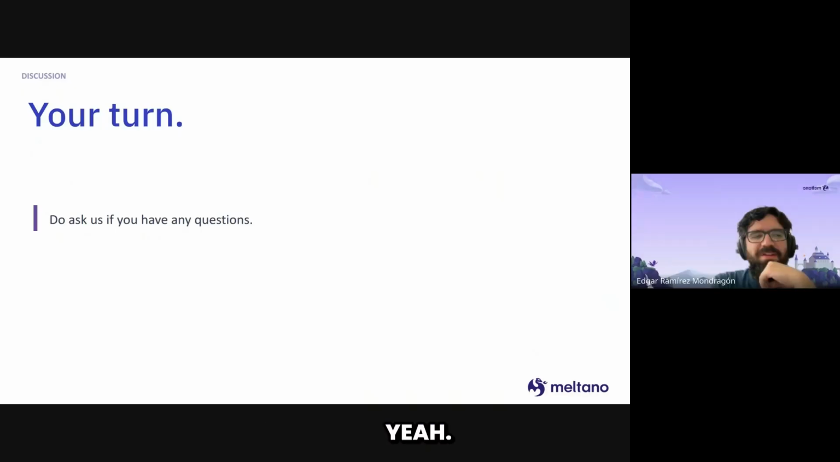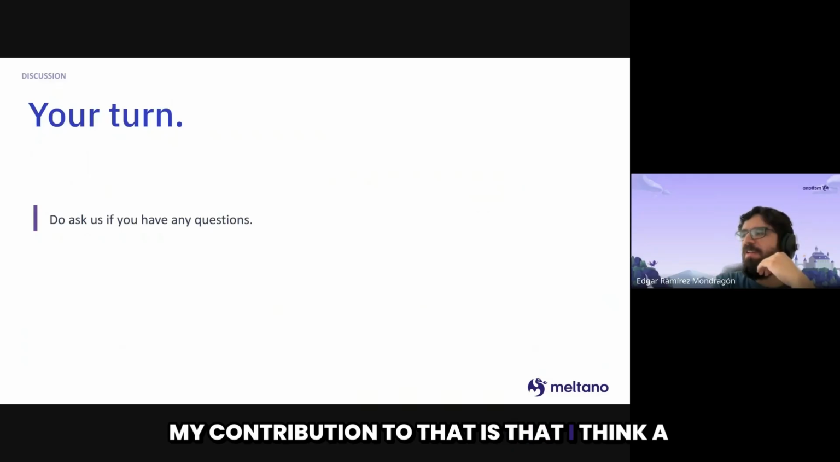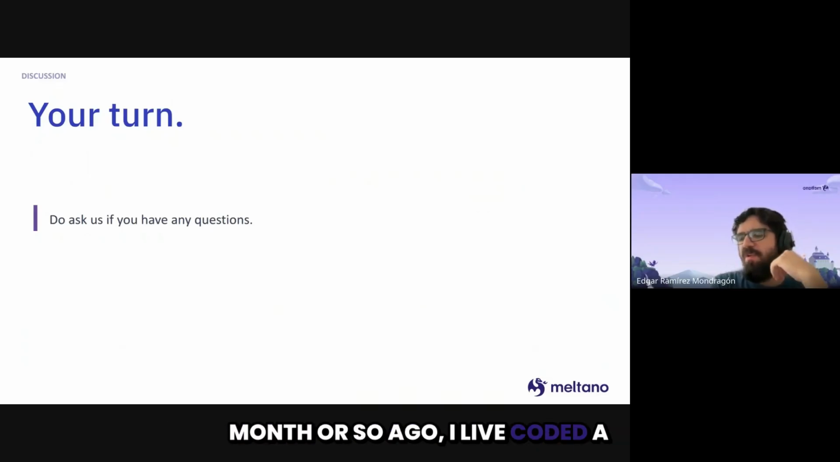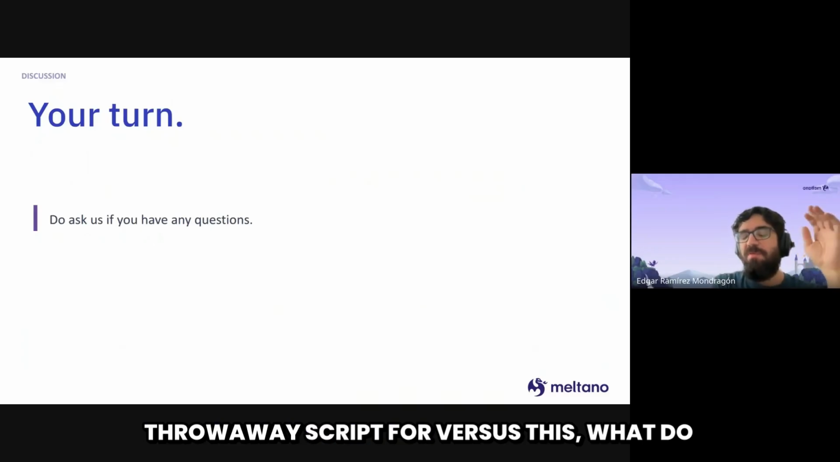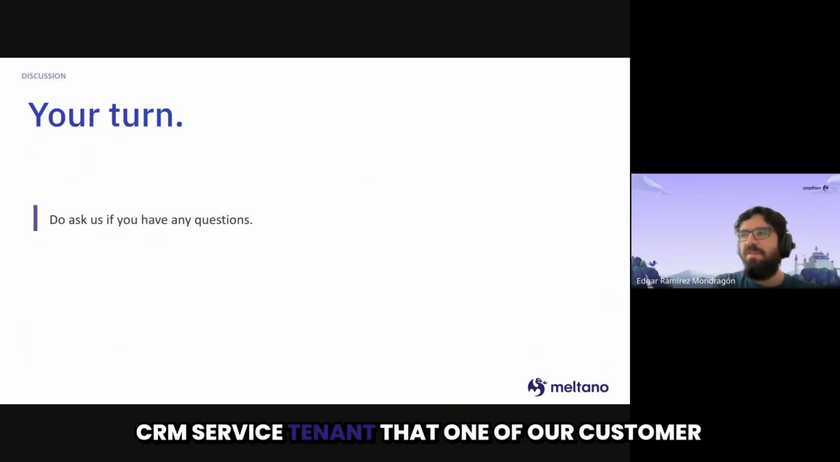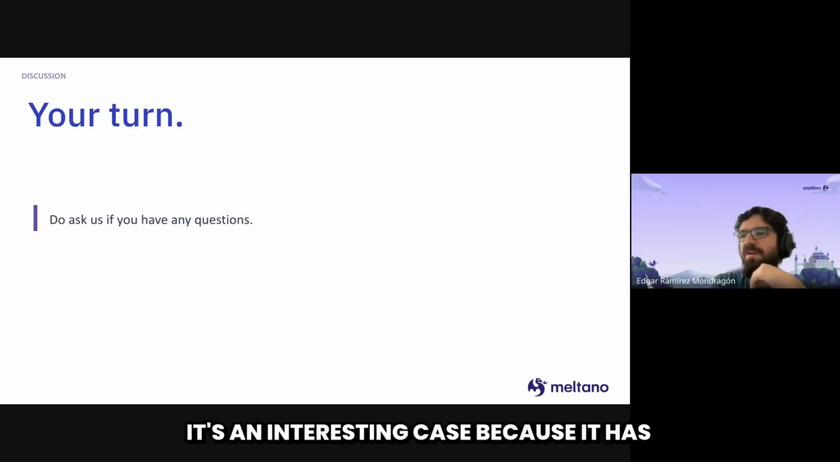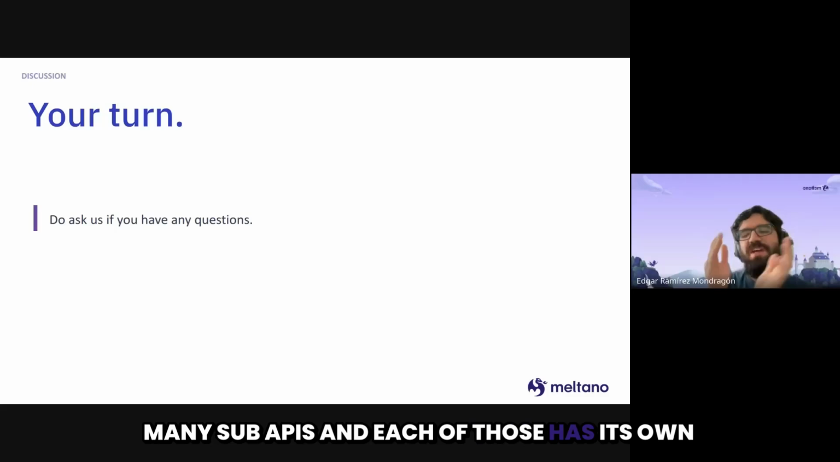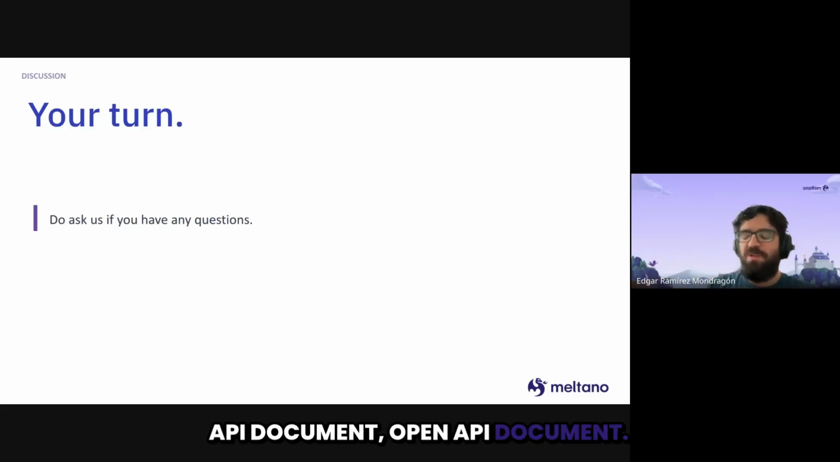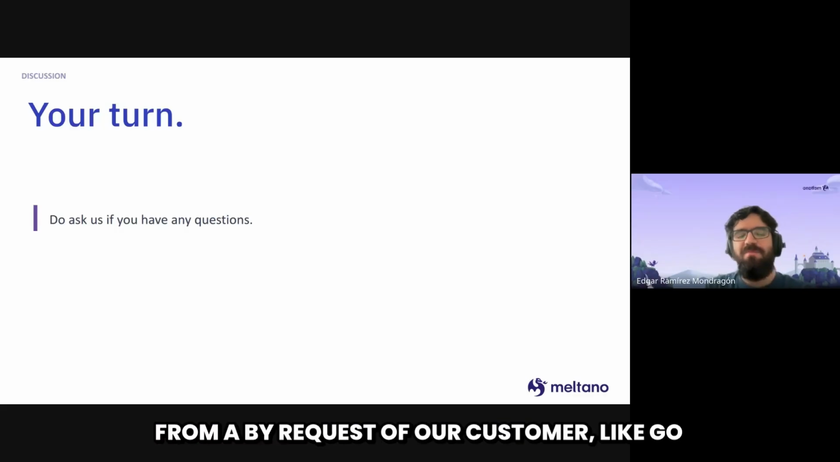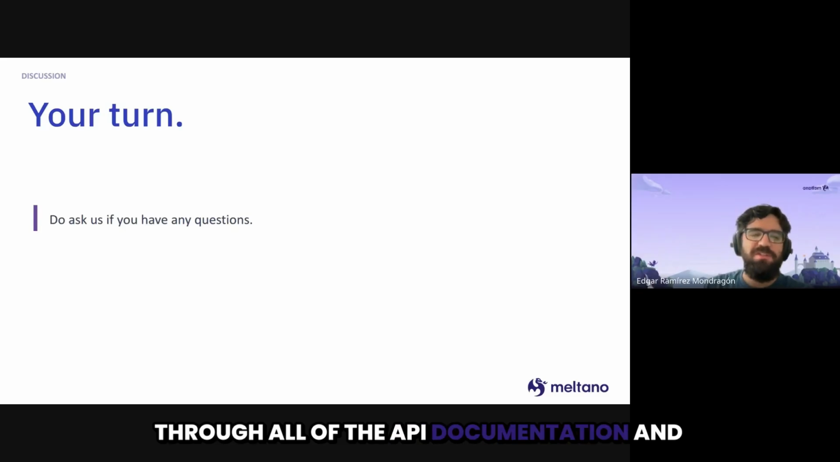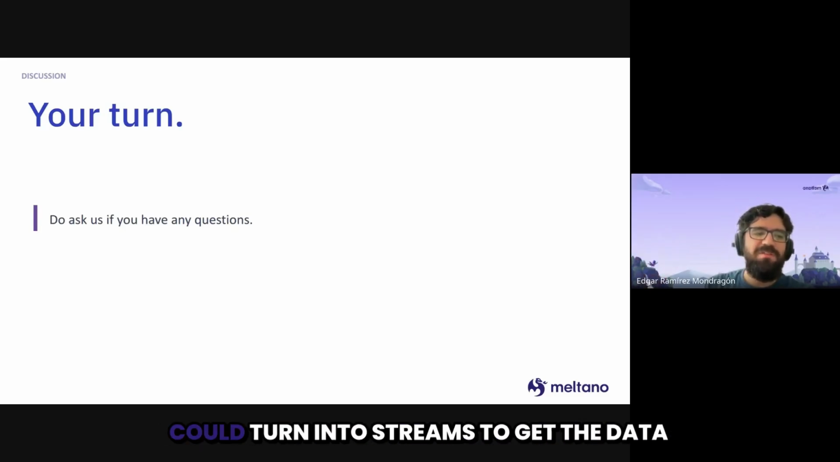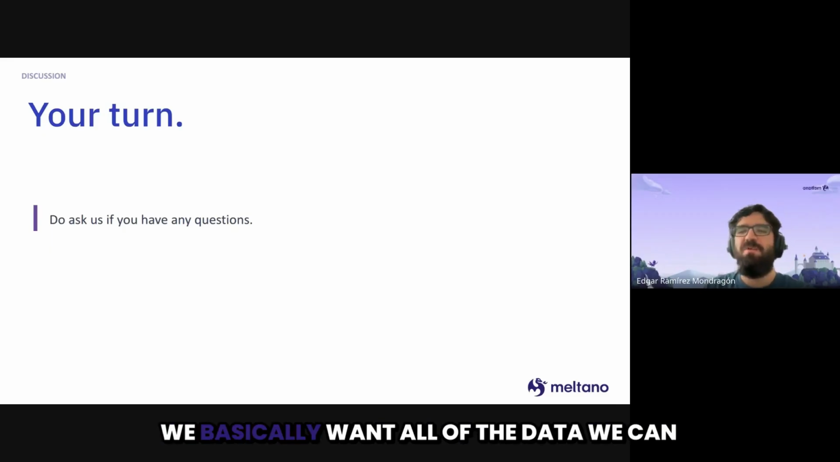Yeah. My contribution to that is that I think a month or so ago, I vibe coded a throwaway script for what I call CRM ServiceTitan, that one of our customers uses. It's an interesting case because it has OpenAPI documentation, but it has many sub APIs, and each of those has its own OpenAPI document. So by request of our customer, I wanted to go through all of the API documentation and see, are we missing any endpoints that we could turn into streams to get the data from? We basically want all of the data we can get.